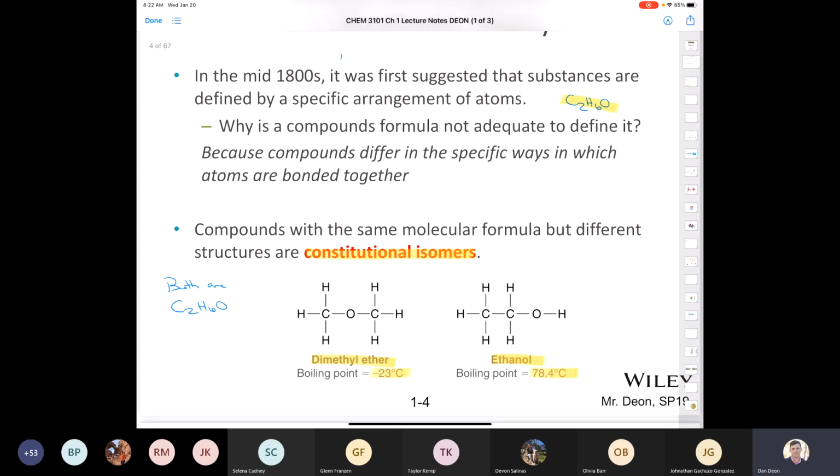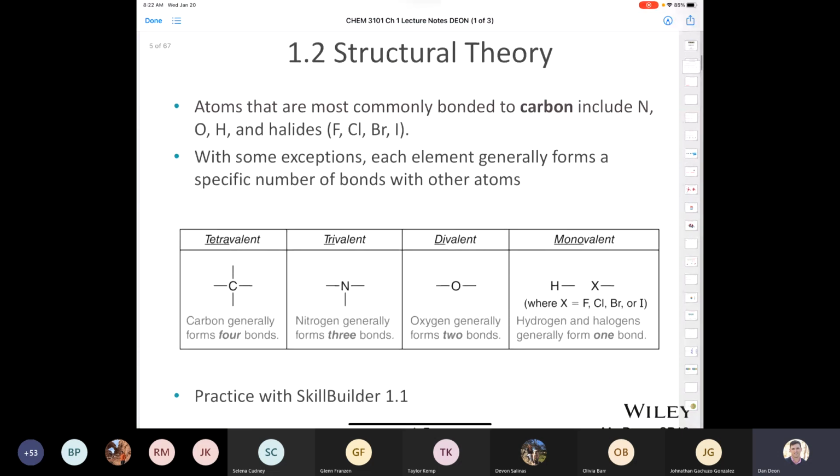Well, let's continue on with the review of general chemistry and talk about what's called structural theory. This is going to harken back to the days when you learned about drawing Lewis structures and looked at things like molecular geometry. Well, it says here that atoms that are most commonly bonded to carbon include nitrogen, oxygen, hydrogen, and the halogens, chlorine, fluorine, bromine, and iodine. All right? What do you notice about these elements? They're all p-block elements, except for hydrogen, which is an s-block element. But we're going to talk very little about the transition metals in organic chemistry. We're mostly going to be sticking to the p-block, and of course, hydrogen is going to come up a lot.